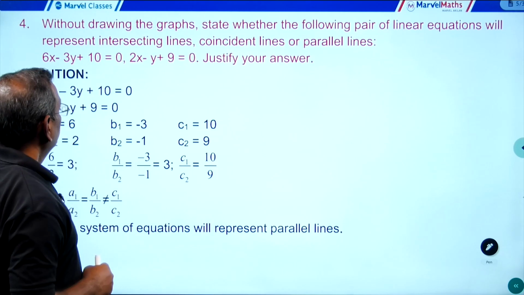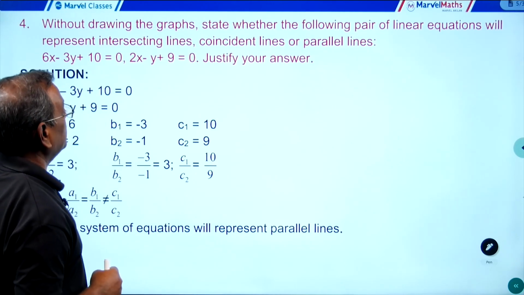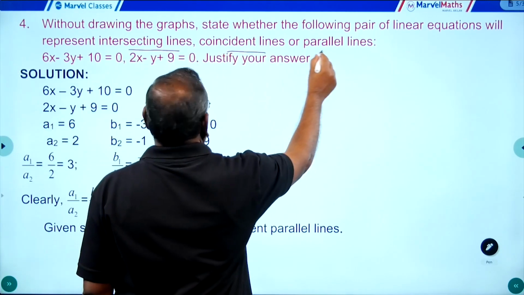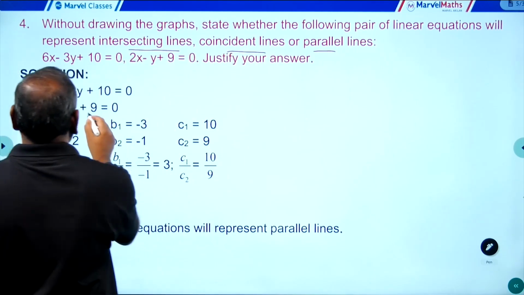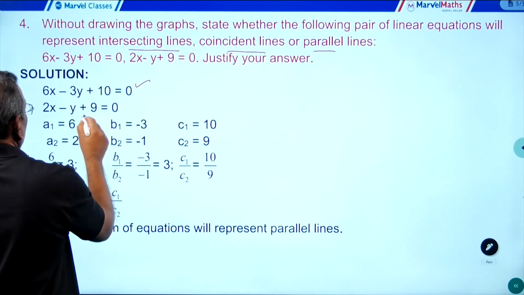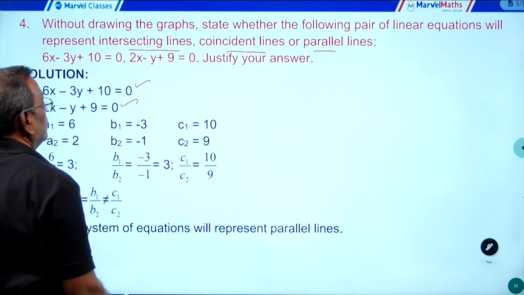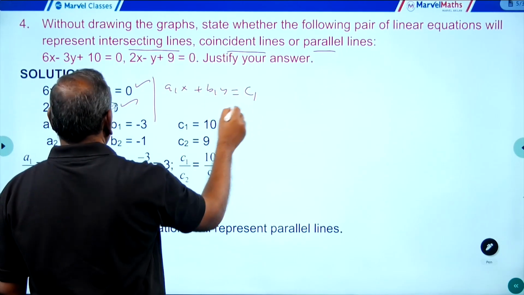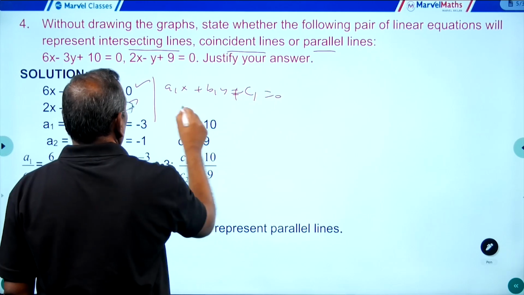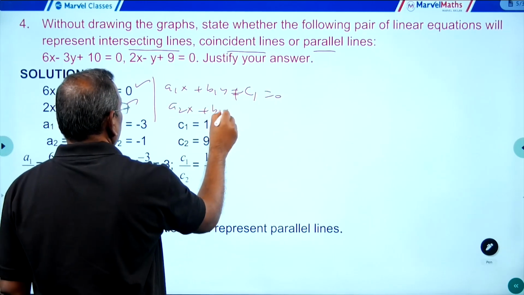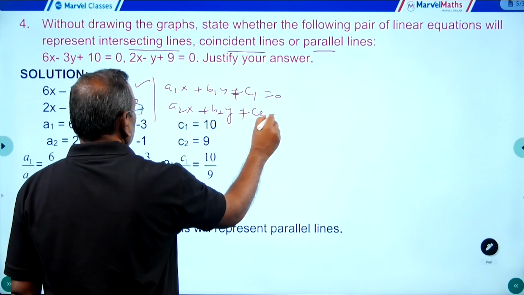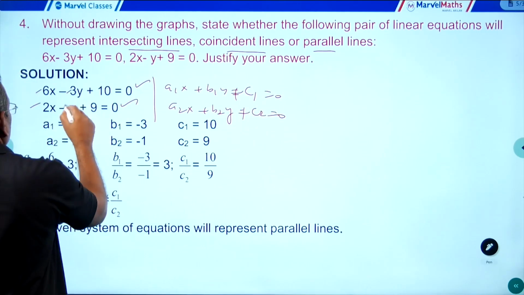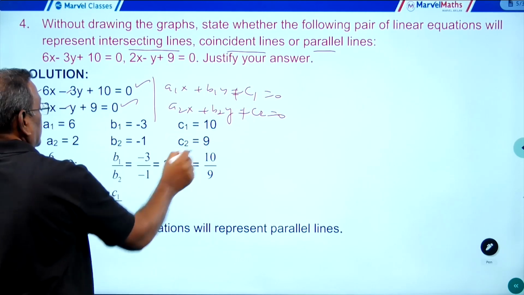Next question, without drawing the graph, state whether the following pair of linear equations will represent intersecting lines, coincident lines, or parallel lines. The given equations are 6x minus 3y plus 10 equal to 0, 2x minus y plus 9 equal to 0. Compare this with a1x plus b1y plus c1 equal to 0, a2x plus b2y plus c2 equal to 0. So a1, a2 are 6 and 2, b1, b2 are minus 3, minus 1, and c1, c2 are 10, 9.